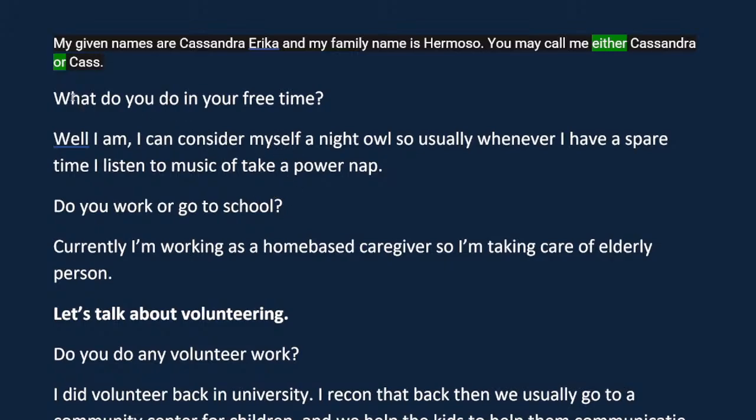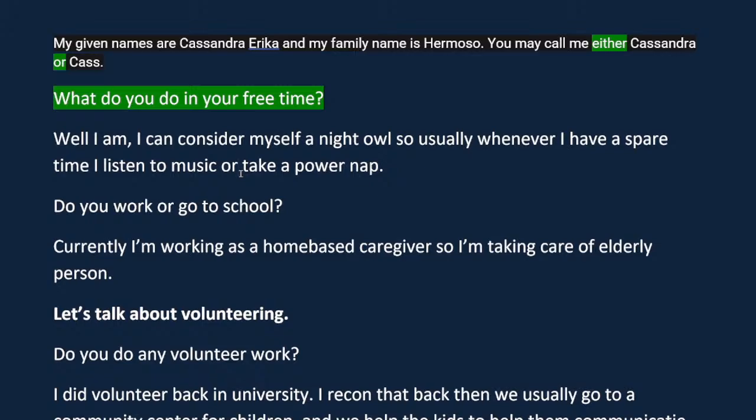Okay, so let's look at this one here where I asked you, what do you do in your free time? You said, well, I am, and then you kind of stopped and you said, I consider myself a night owl. So usually whenever I have spare time, I listen to music or take a power nap. So Lynette, here with this answer, I don't feel like you've clearly answered my question. Do you see that?